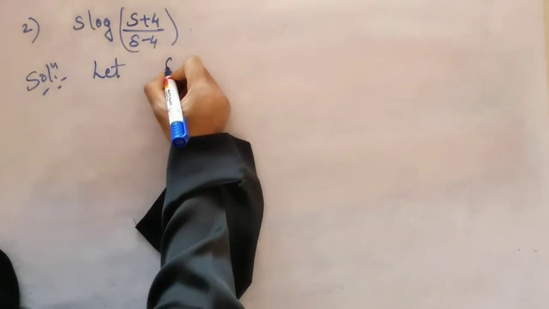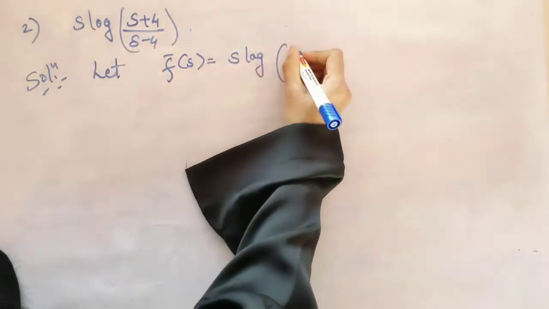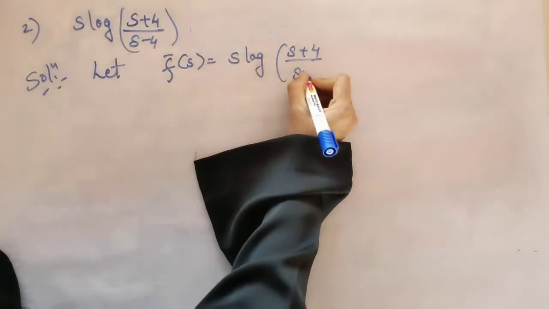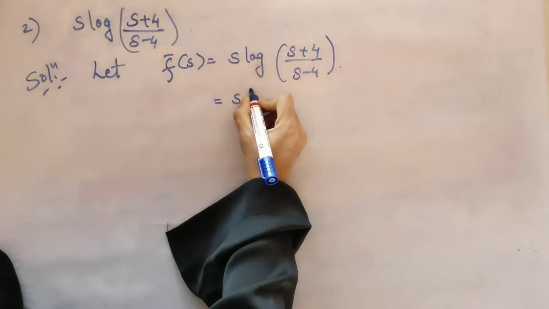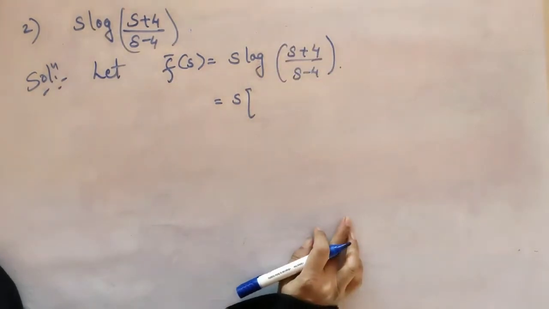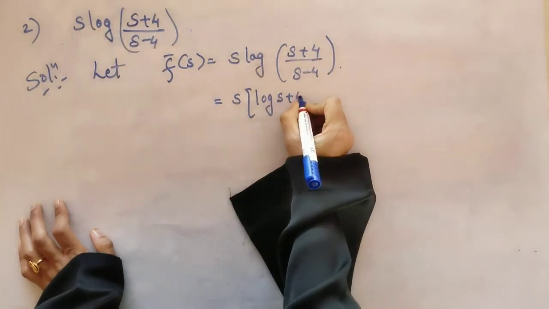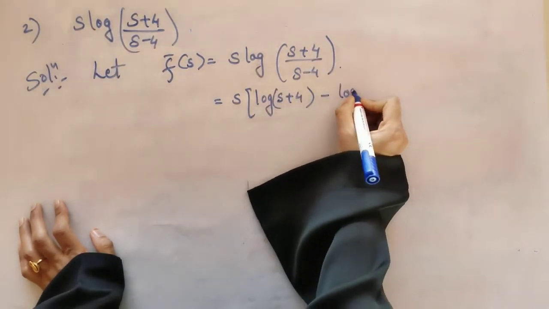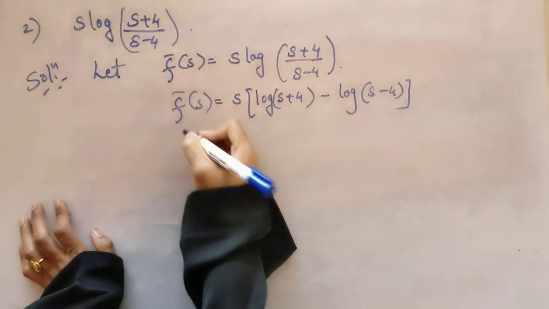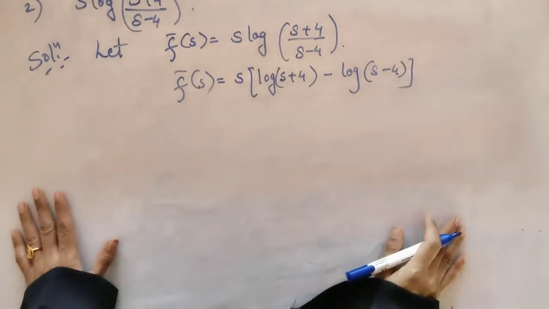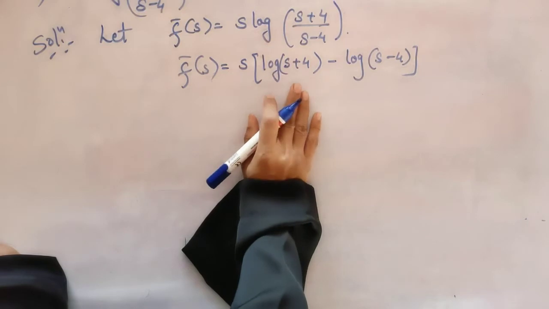Take f bar of s to be equal to s into log of (s plus 4) divided by (s minus 4). Now this can be written as s into, this is log of u by v, so you will have log u minus log v. So it is log of (s plus 4) minus log of (s minus 4). So this is your simplified form of f bar of s. Now, since we want to eliminate this log, we need to differentiate it.